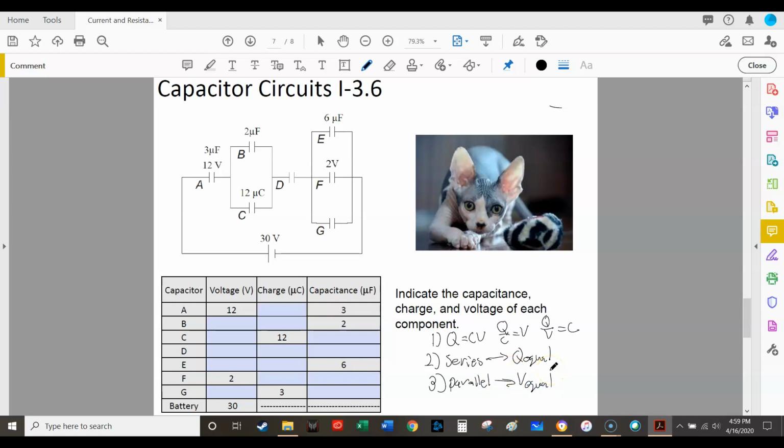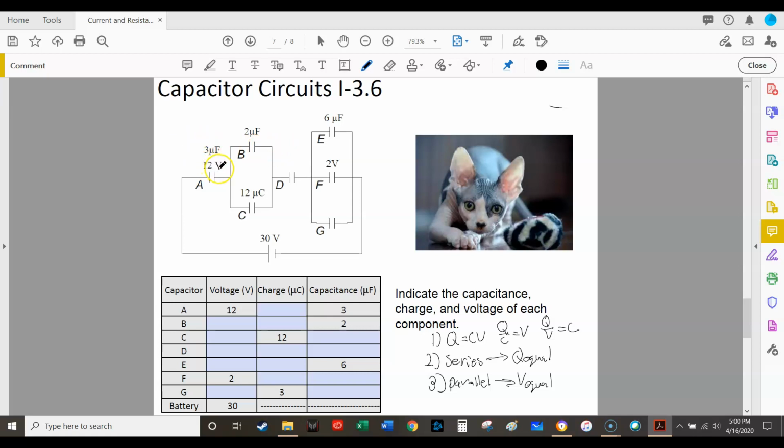Okay, let's get started. I'm looking at this and I don't know what to do instantly. When I feel like that, I stick to the rules and go in order of the rules. Number one is Q is equal to CV. To apply rule number one, I need two of the variables. Well, I have two of the variables in A: I have 12 volts and I have 3 microfarads.